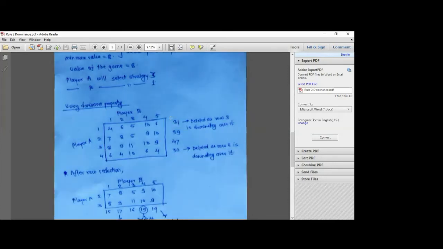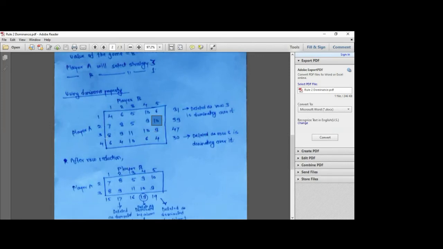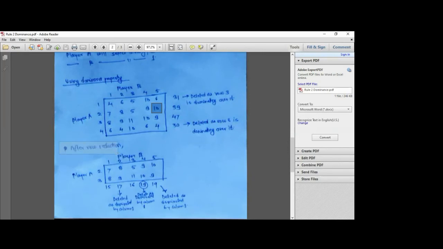Right, now we are going to check the dominance after this. After 31, it is about 39. So we are going to compare this with 8, 7, 8, 9, 5, 11, 10, 9 and 10, 9 here. Here it is larger, here it is larger, so there is no complete dominance. So this is now over. After row reduction, we get this type of matrix. There are only two rows, 2 and 3.